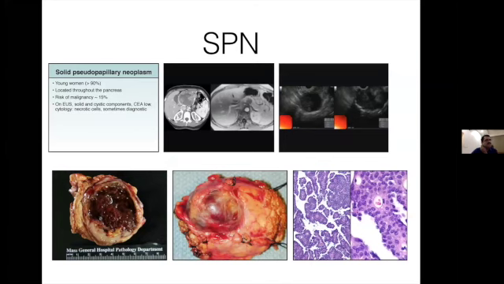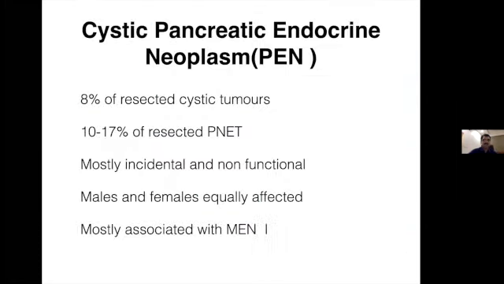So solid pseudopapillary neoplasm is seen in young patients. This is in a nutshell about solid pseudopapillary neoplasm. The characteristic gene which is described is beta-catenin gene mutation, which is almost specific for SPEN tumors.